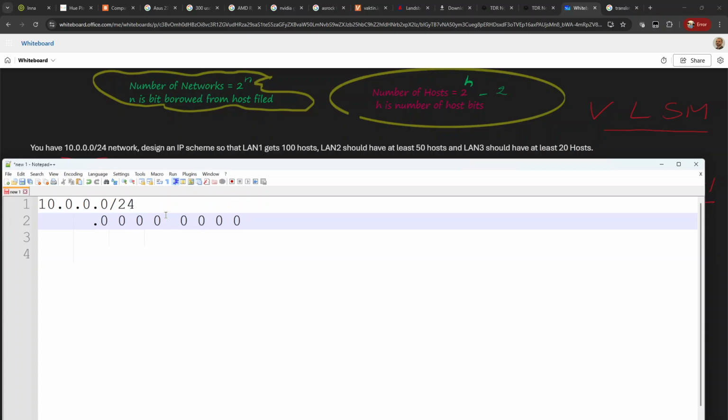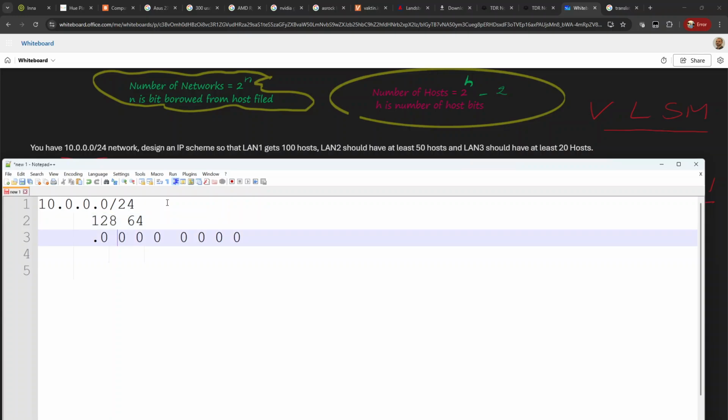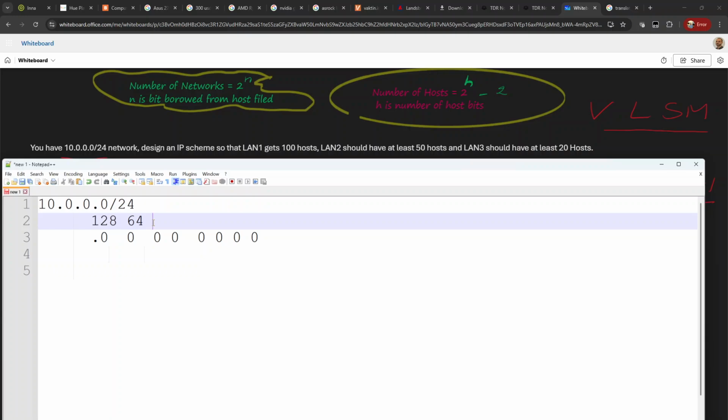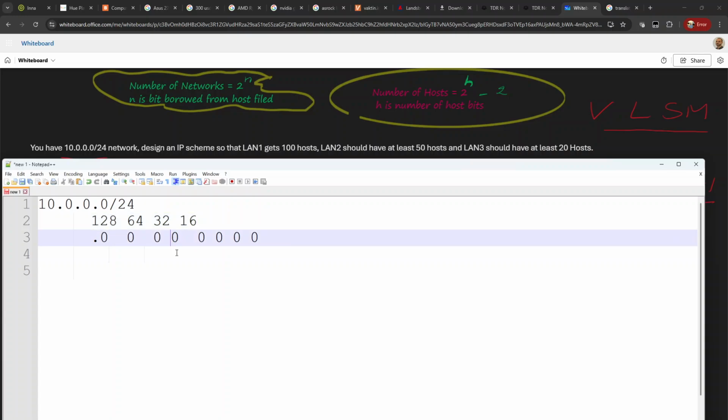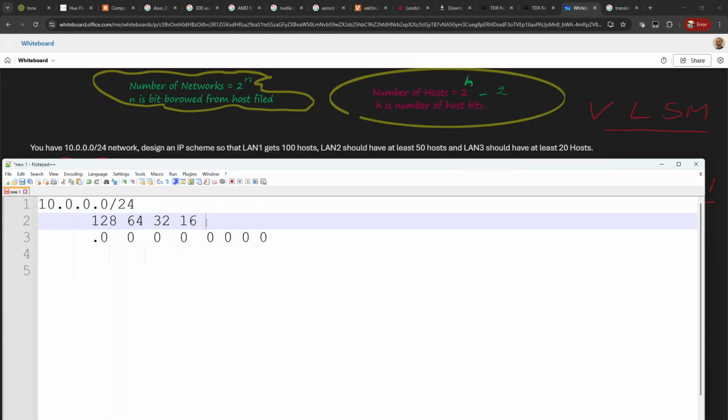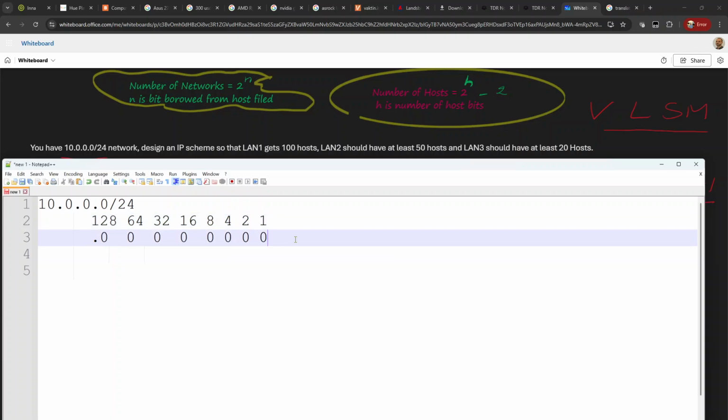8 bits right there. And then let me write the base of 2 on the top here: 128, 64. Let me move this one a little bit and then line up the bits. So 32 here, then 16, then 8, 4, 2, and then 1 right here.